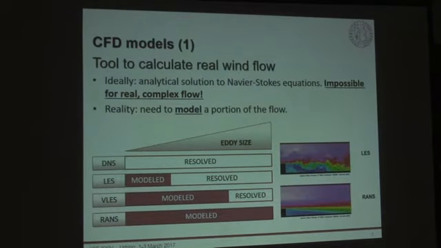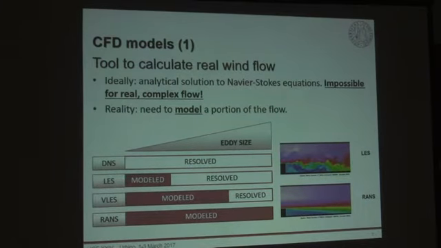So, a brief introduction to CFD models. CFD are a tool to calculate the real flow. Ideally, the analytical solution to Navier-Stokes would provide all information about turbulent flow, but this is impossible for real complex flow. So in reality, there is a need to model a portion of the flow. And as you can see in the figures, different models, such as RANS and LES, provide different features of the flow.